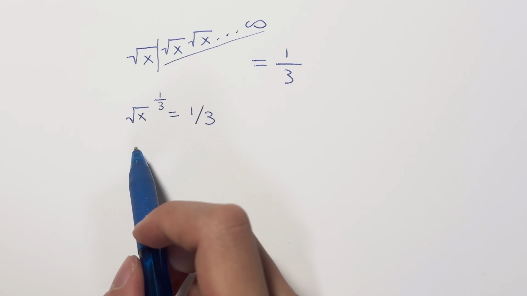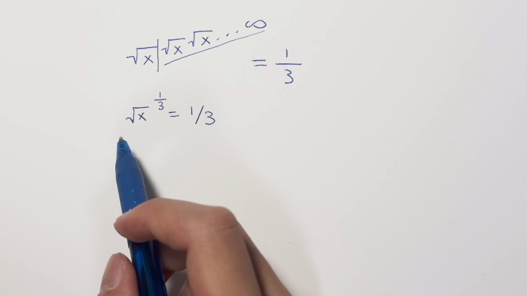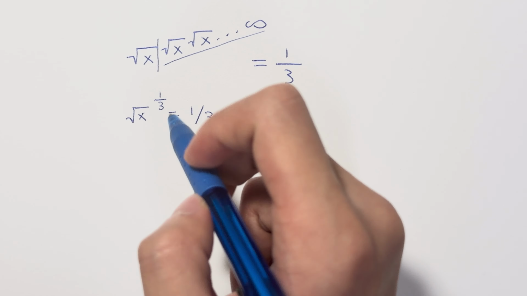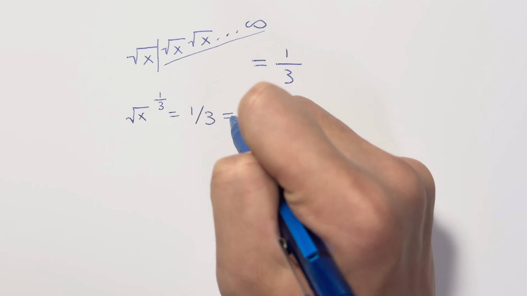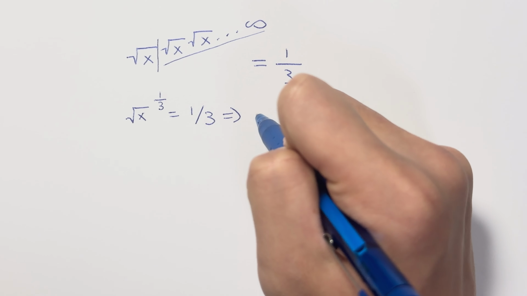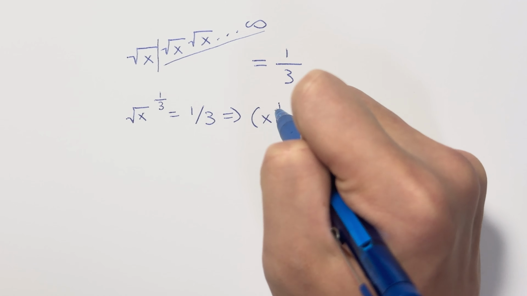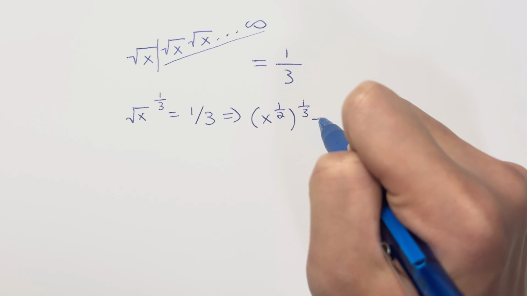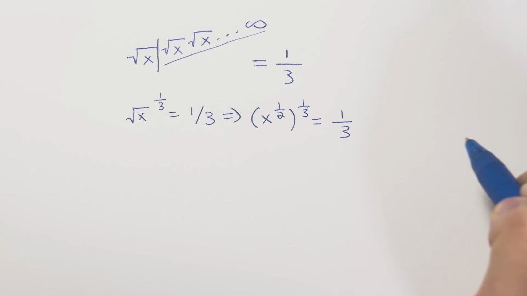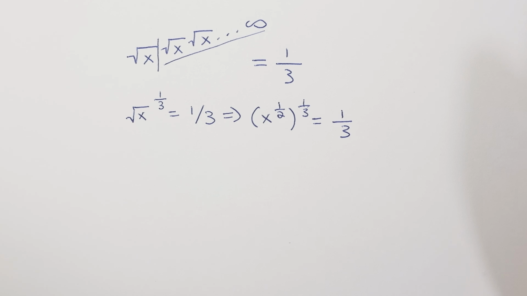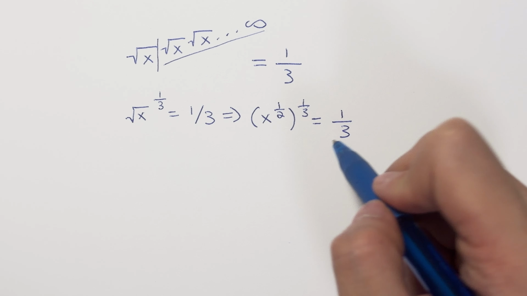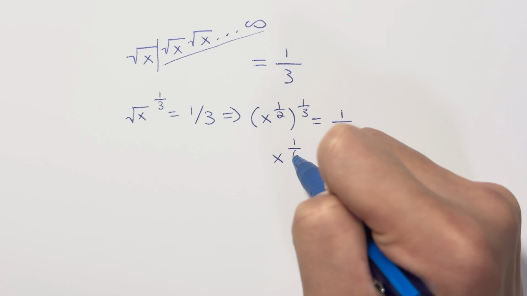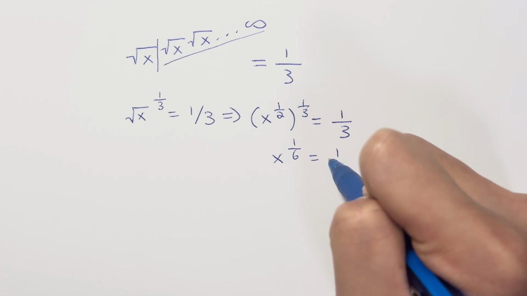First of all, we want to remove the radical sign. We can turn a radical into an exponent. Square root of x is just going to be x to the power of 1/2. And this to the power of 1/3 is equal to 1/3. By the property of exponents, x to the power of 1/2 to the power of 1/3 is just x to the power of 1/2 times 1/3, which is 1/6, equals 1/3.